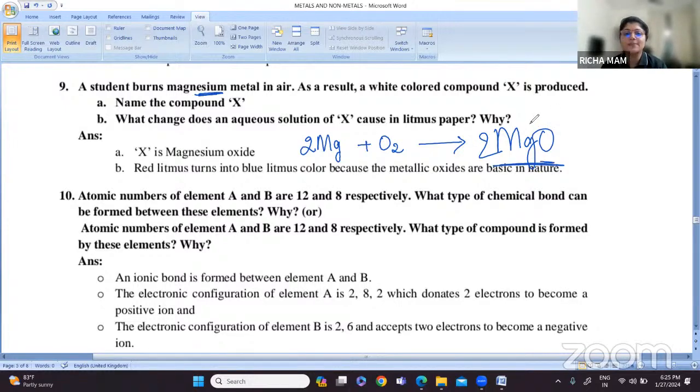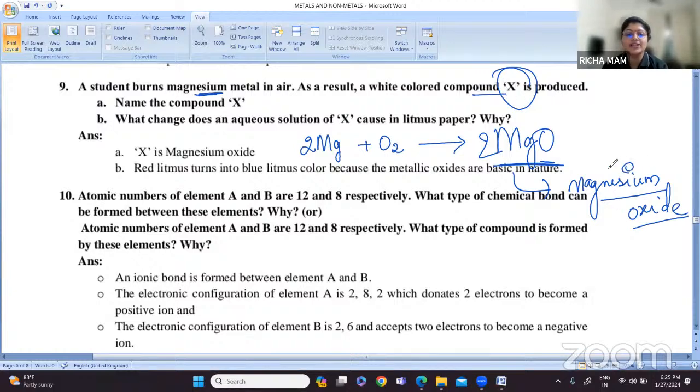So what is the white colored compound? It is magnesium oxide. When magnesium metal reacts with air, magnesium oxide is formed. So X is nothing but magnesium oxide. Then what is the B question? Name the compound X. X is magnesium oxide.